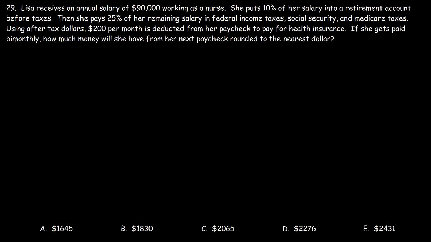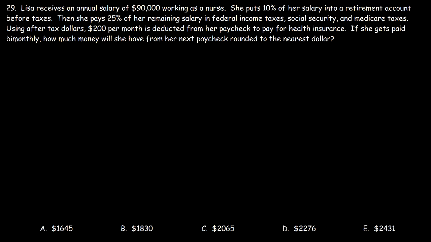29. Lisa receives an annual salary of $90,000 working as a nurse. She puts 10% of her salary into a retirement account before taxes. And then she pays 25% of her remaining salary in federal income taxes, Social Security, and Medicare taxes. Using after-tax dollars, $200 per month is deducted from her paycheck to pay for health insurance. If she gets paid bi-monthly, how much money will she have from her next paycheck, rounded to the nearest dollar?